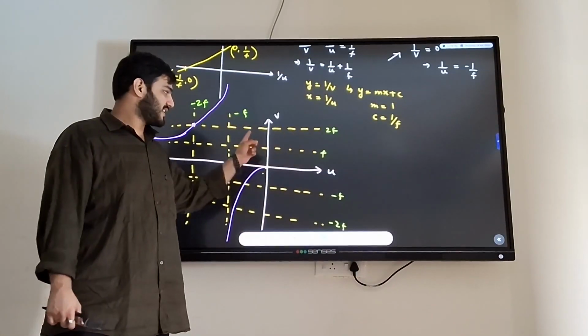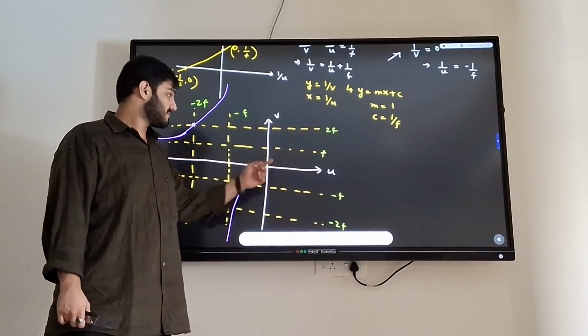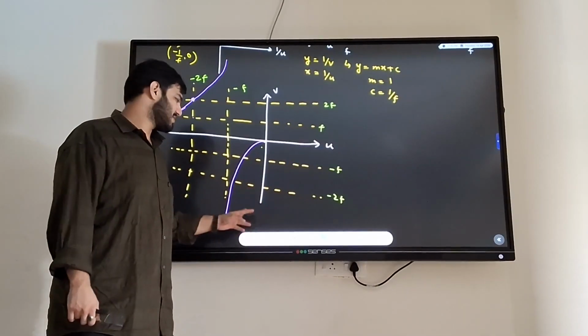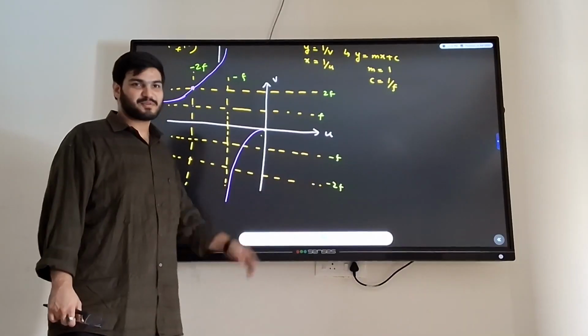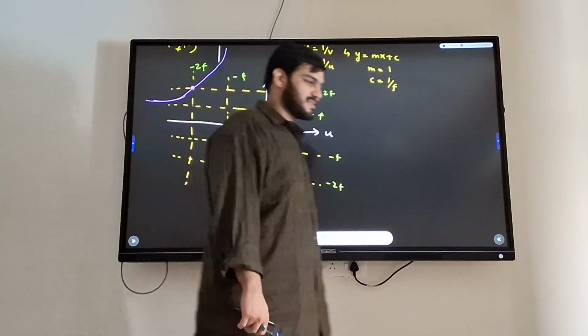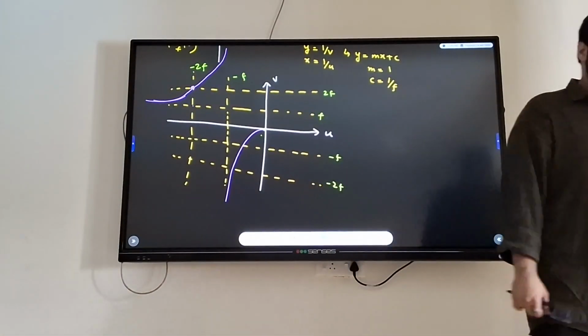Please make these lines. These are actually called... let's forget what it is called. These are broken lines, or asymptotes, but you do not need to understand what is broken.